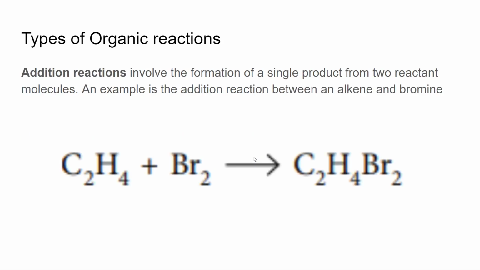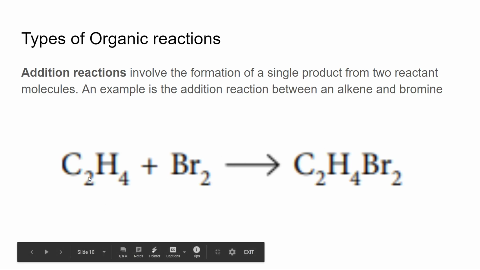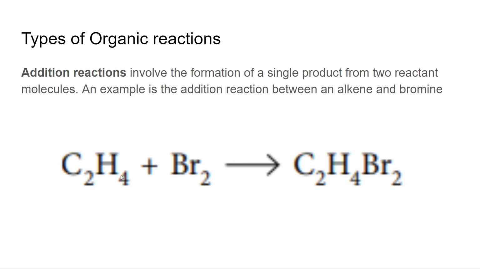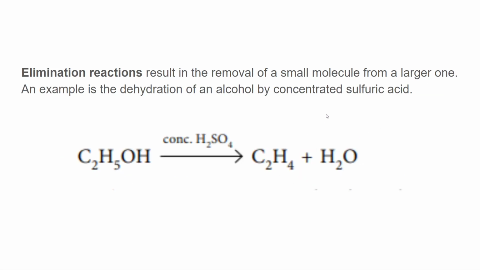Next, we're going to go over the formal types of organic reactions. The first one is going to be an addition reaction. It involves the formation of a single product from two reactant molecules. This is just like normal chemical reactions. In particular here, the C2H4 C double bond is going to end up breaking, and we're going to be able to add a bromine to both of the carbons there.